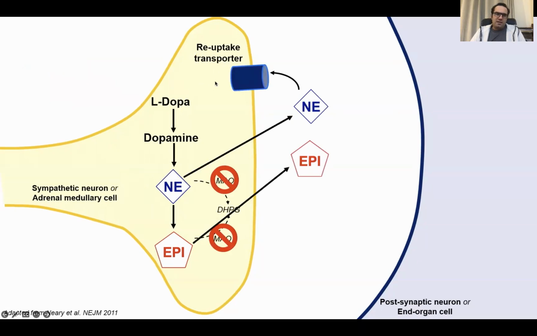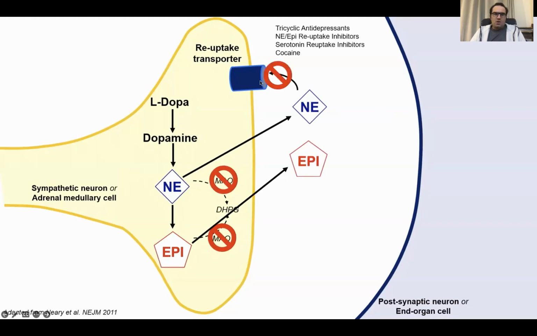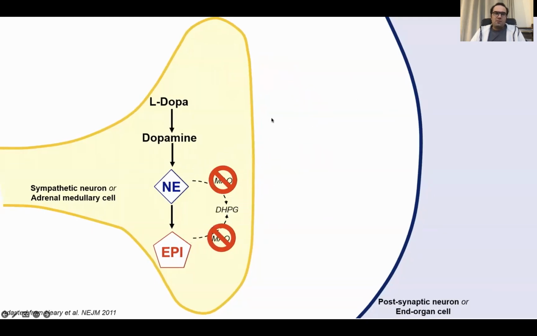again by the sympathetic neuron or adrenal medullary cell by the reuptake transporter. So any drug that will act on this reuptake transporter, like the SSRIs, SNRIs, these antidepressants, cocaine, they will markedly elevate the circulatory norepinephrine and epinephrine, which will then obviously become normetanephrine and metanephrine. This is very important because this will result in a false positive result. So here we are talking about the false positives.